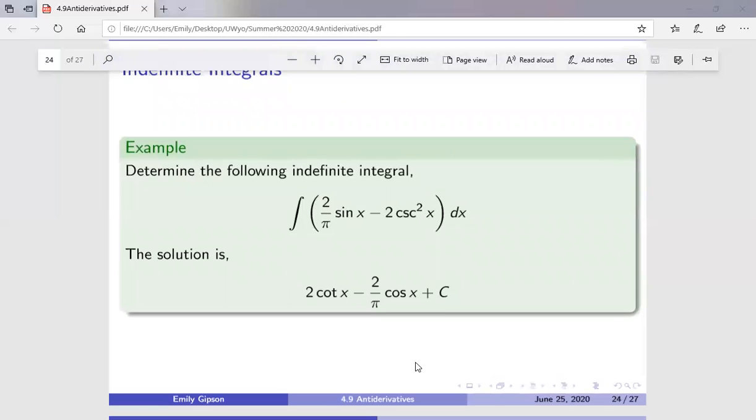The solution is 2 cotangent x minus 2 over pi cosine x plus c. If that's surprising, check that table again or send me an email.